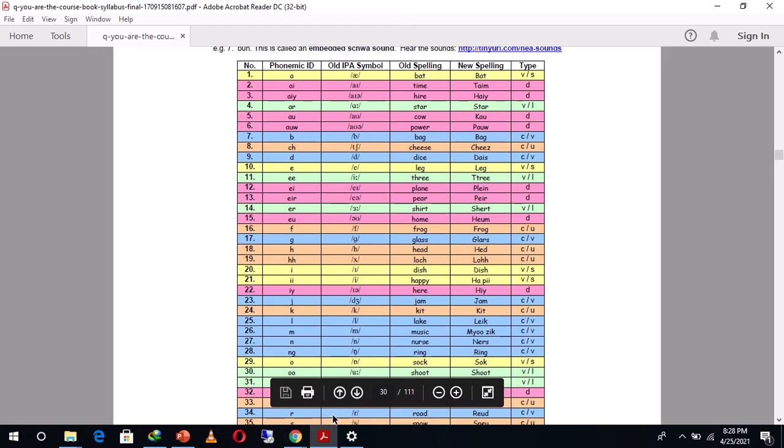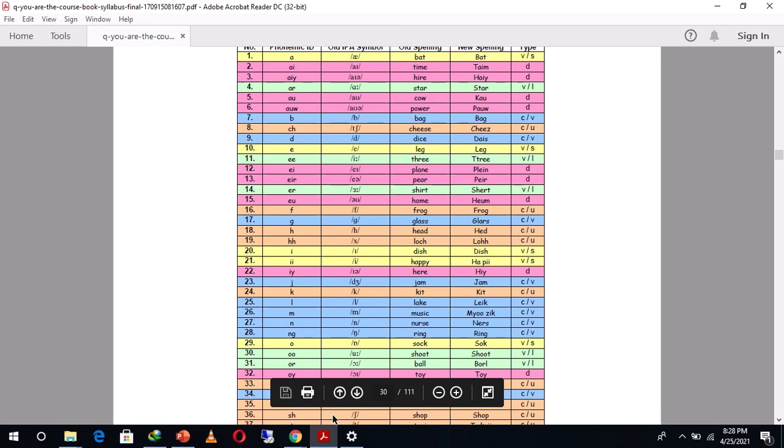Number 22 is about ear, just like here. There was a word higher which we have studied above, but that is quite different from the word here. So EY, here. Number 23, that is a J sound, like jam.